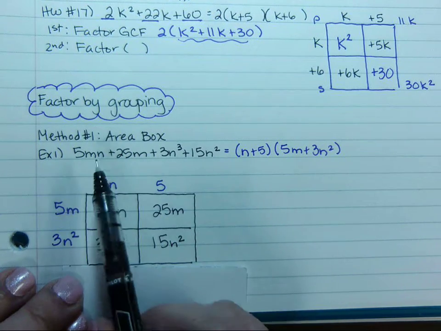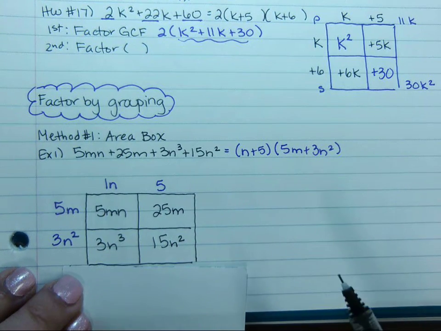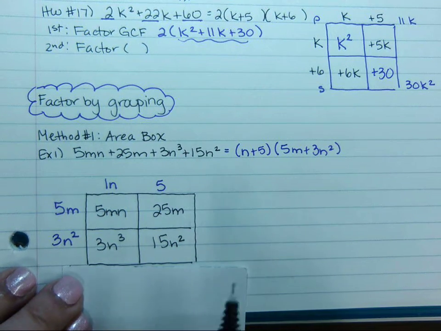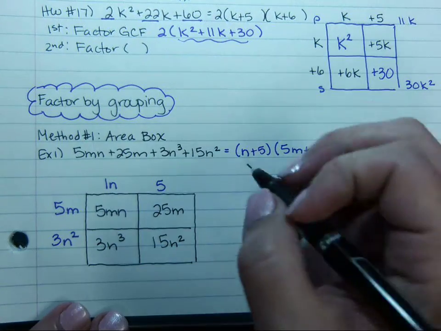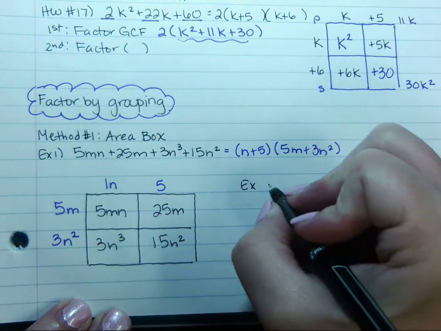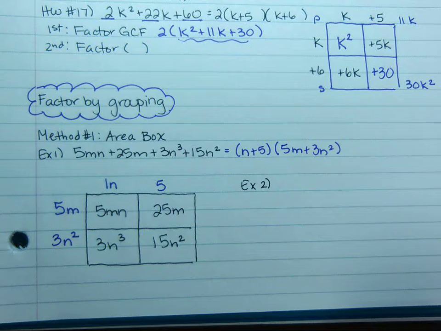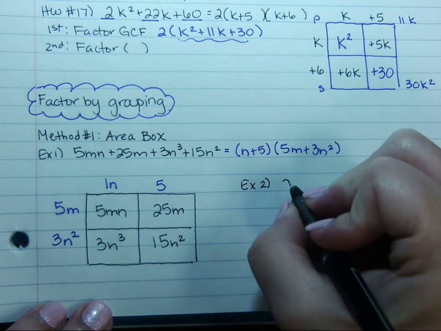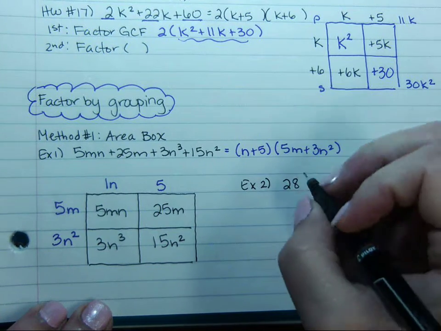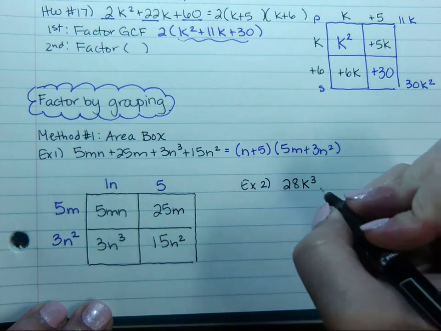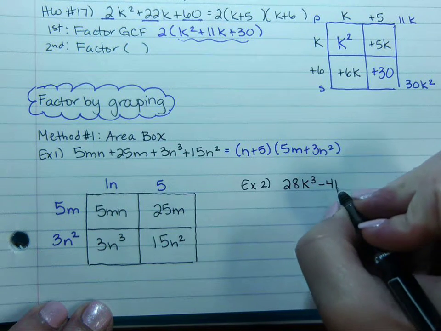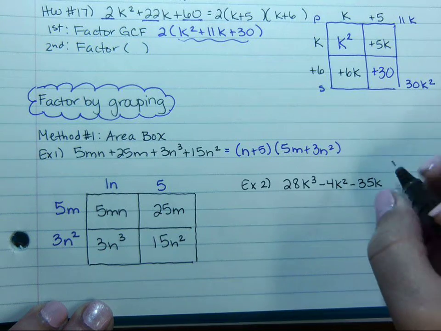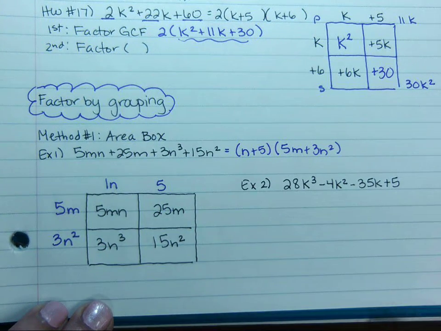The nice thing about when you have 4 different terms and you do this factoring by grouping is that it doesn't matter what the variables are, you're going to go with the same technique of looking at what they have in common and pulling out the GCF first. So let's look at another one. Let's go with some with negatives. So 28k cubed minus 4k squared minus 35k plus 5.